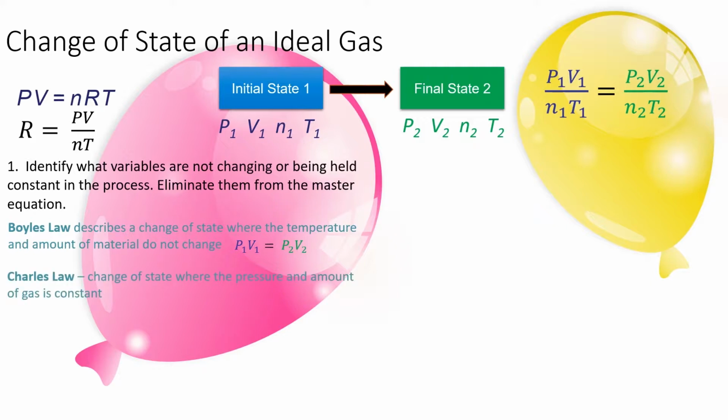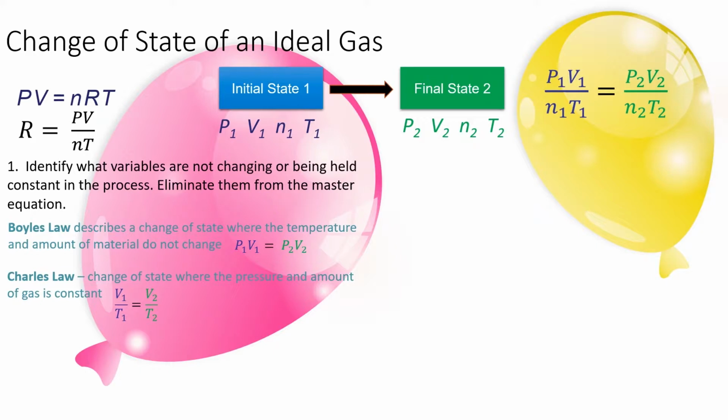Others include Charles' law, which describes a change of state where the pressure and amount of gas is constant. Eliminating amounts and pressures from the master equation leads to the equation V1 divided by T1 equals V2 divided by T2. This equation emphasizes the direct relationship of volume and temperature under these conditions. So, if the temperature increases in a process, the volume will also increase in the process.